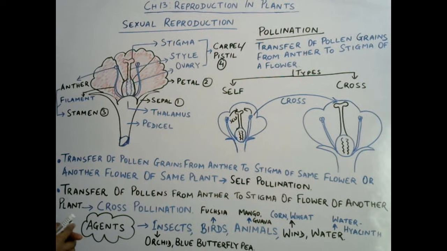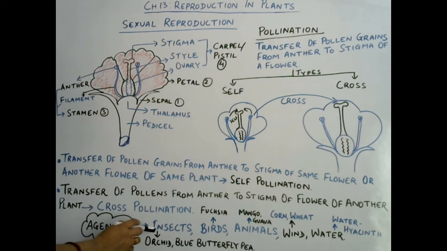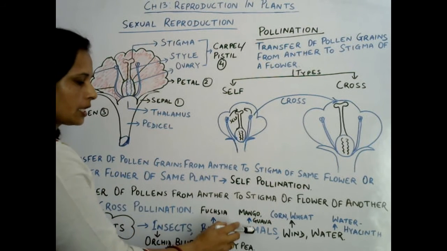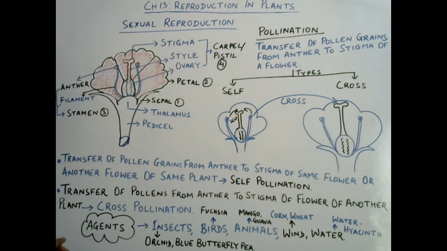Okay. So how does the process of pollination occur? What are the agents of pollination? Does it happen automatically or are there some agents? So there are few agents which play important role for pollination. Those are insects, birds, animals, wind, water. It depends upon the structure of a flower. Accordingly, the different agent works.